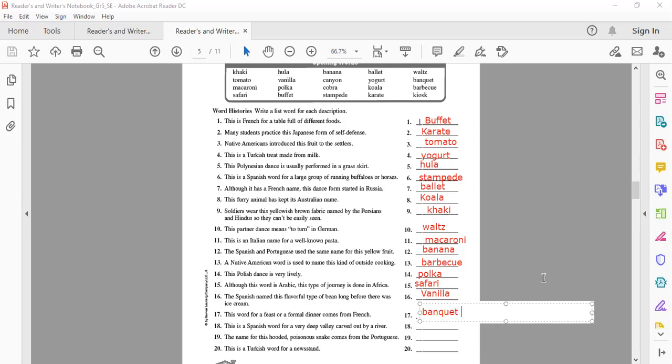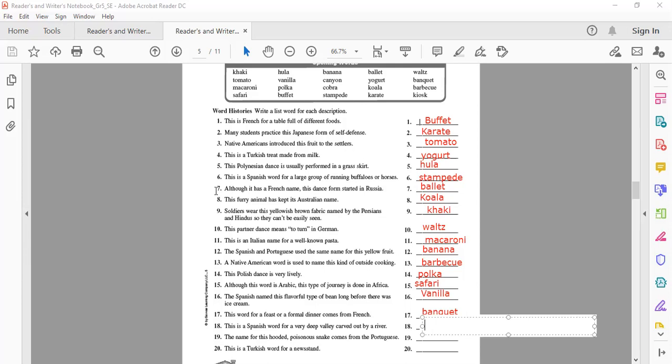Mariana, write for me the answer, please. This is a Spanish word for a very deep valley carved out by a river. Can you write it in the chat? Let her write, she knows. I can't hear you, but I can see. So write for me in the chat, please.